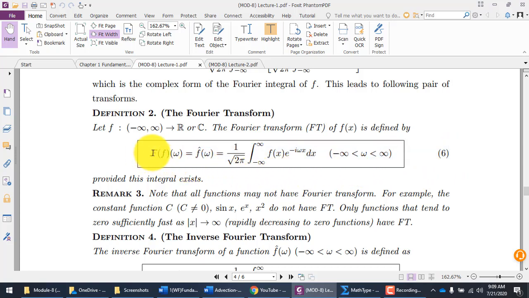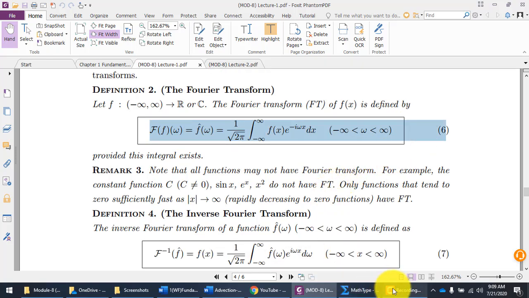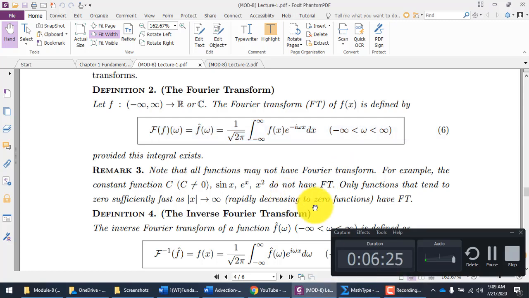So the Fourier series will become the Fourier transform, and this is the definition of what we mean by Fourier transform. Let us formally define it. Let f be a function from minus infinity to infinity, which means that your function is defined on the whole real line, to R. The range can be the real numbers or the complex numbers. So what will the Fourier transform be?